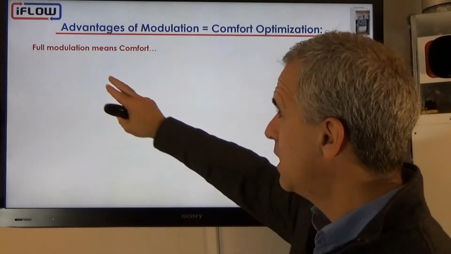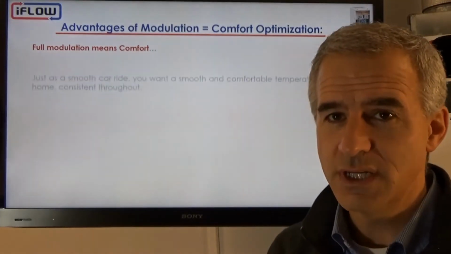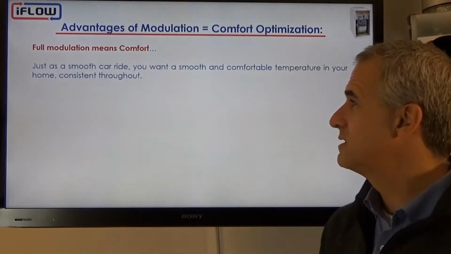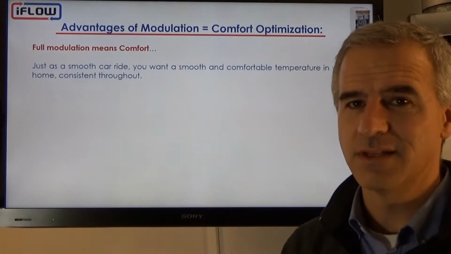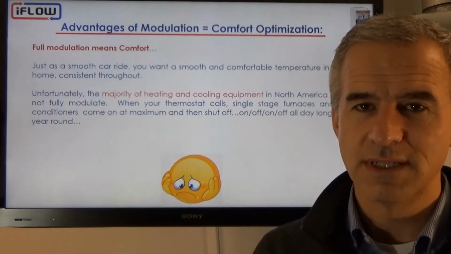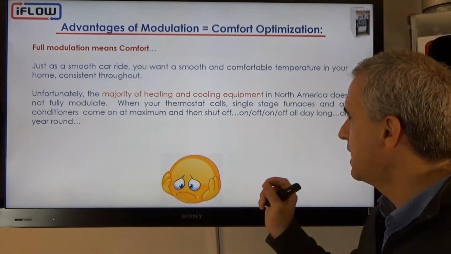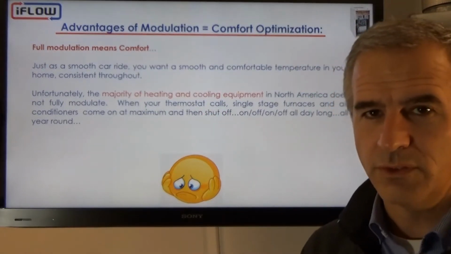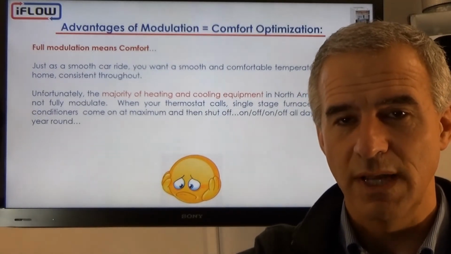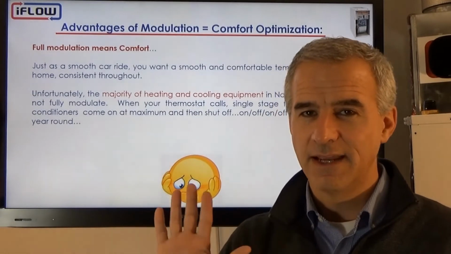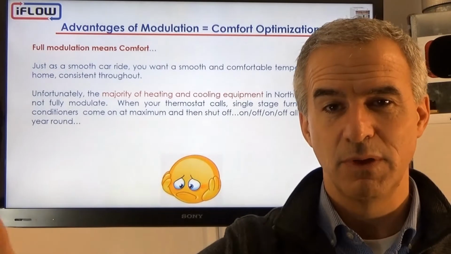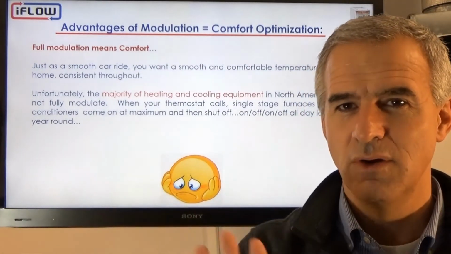So full modulation means comfort. Just as you want a smooth car ride, you want a smooth and comfortable temperature in your home and consistent throughout. But unfortunately, the majority of heating and cooling equipment are only single stage. And what that single stage means is when the thermostat calls, it can only operate at one speed, and that's the maximum. So again, relating back to the car, it can only drive at 60 miles an hour or off. So let's say a typical furnace, 60,000 BTUs or off.